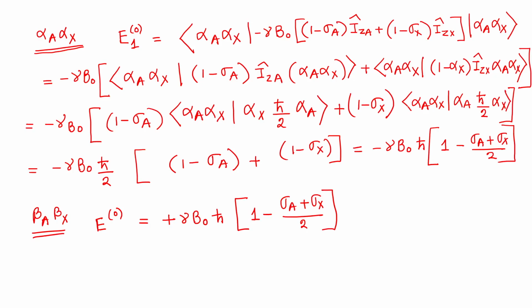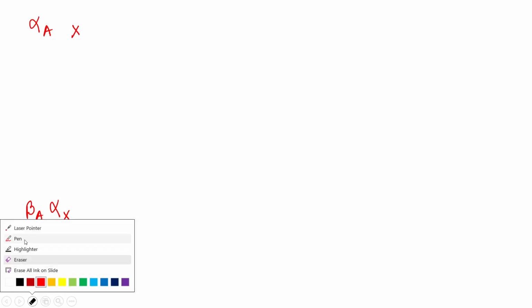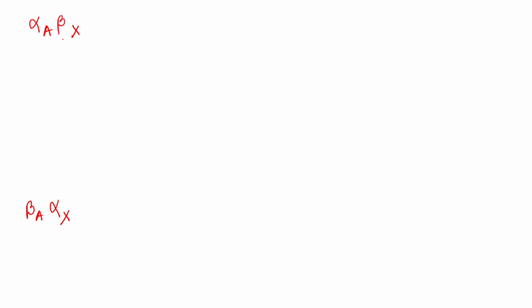Now what are the two states that are left? One is alpha A, alpha X, and another is beta A, oh sorry, beta A, alpha X. Do you think both the energies are going to be the same or differ? They are different depending upon the setting. Okay, let us check.